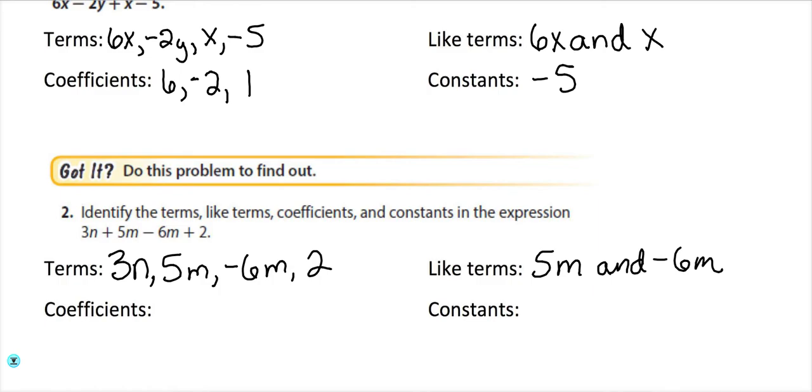All right, what are the coefficients? Those are the numbers in front of the variables. So we have 3, 5, and negative 6. Okay, what are the constants? Anything that doesn't have a letter with it, that would be just 2.